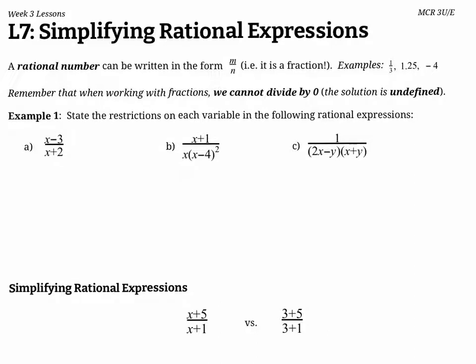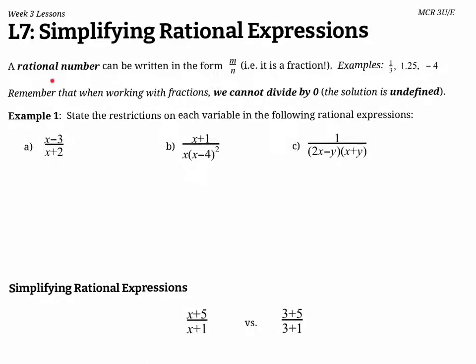In this video, we're going to learn how to simplify rational expressions. So just to recap, what's a rational number? It's just a fancy way of saying it's a fraction. So it's any number that can be written in this form here with a numerator divided by a denominator, where m and n are integers.